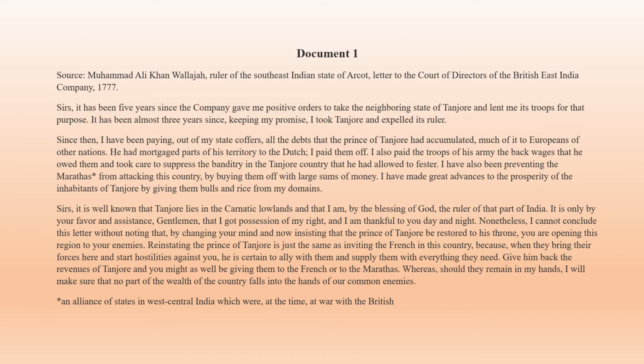Last line. Whereas, should it remain in my hands, I will make sure that no part of the wealth of this country falls into the hands of our common enemy. So he's trying to show we have an alliance. Look, we're in this together. I'm on your side. Okay, so this is definitely showing the extent of British rule in India, that there's a close connection. They are closely hand in hand. He is working in conjunction with, for the British, and he's fighting on their behalf.